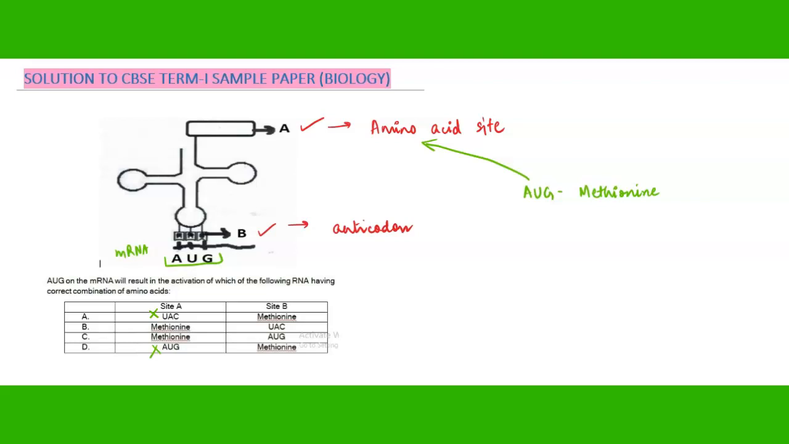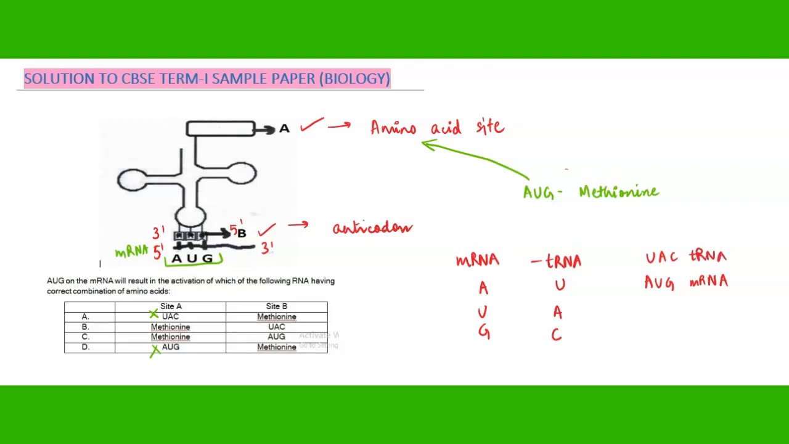Now see here, another thing: messenger RNA chain is always 5 to 3 prime, and tRNA anticodon is always 3 to 5 prime. So if it is AUG in messenger RNA, messenger RNA and transfer RNA are complementary to each other. Against A the complementary base will be U, against U it will be A, against G it will be C. So for AUG in messenger RNA, it would be UAC in transfer RNA.